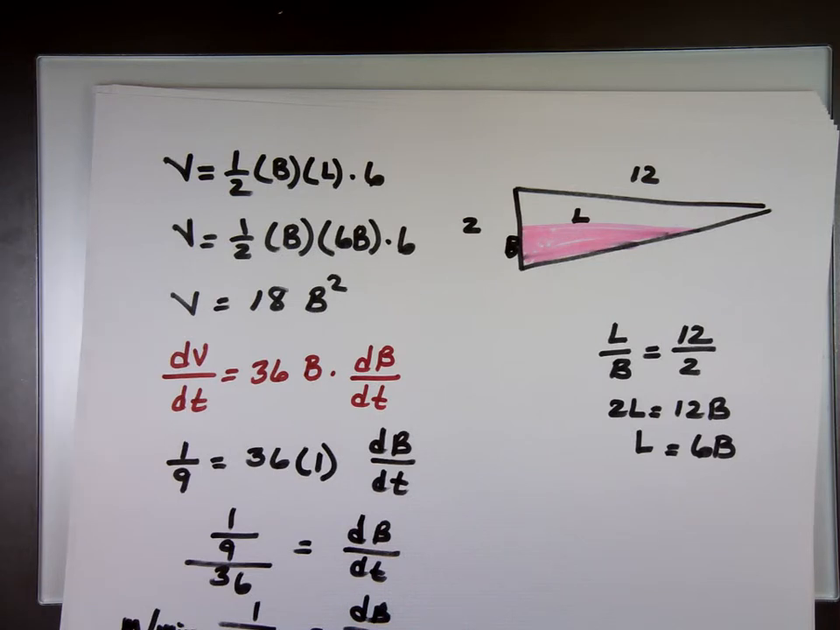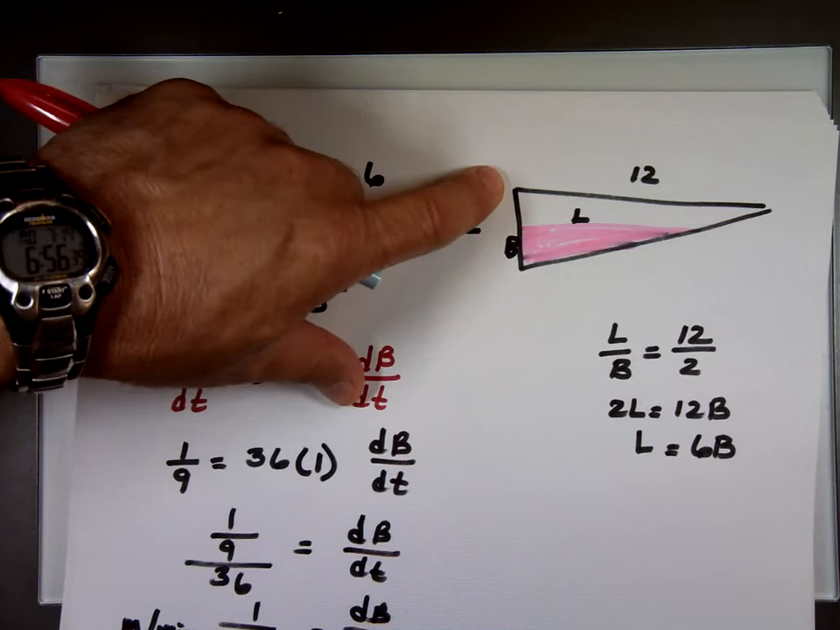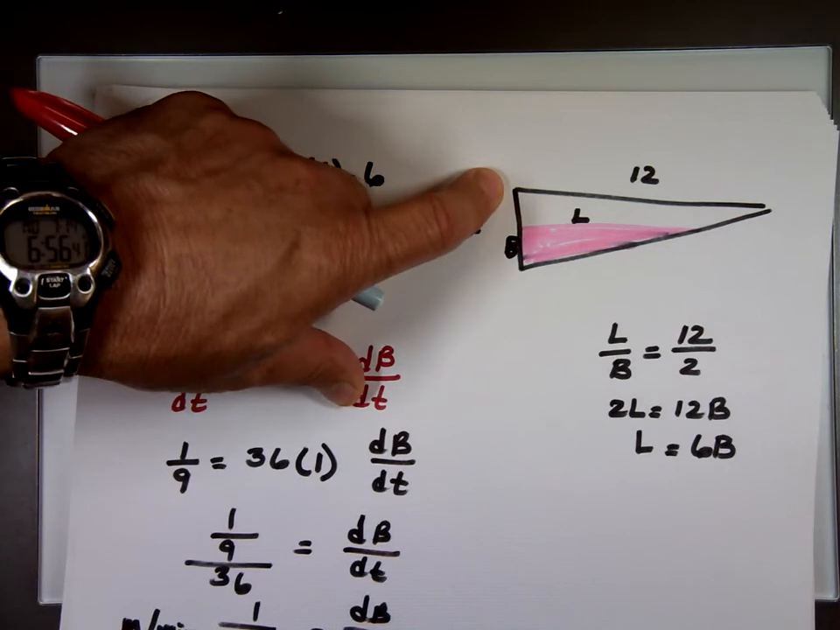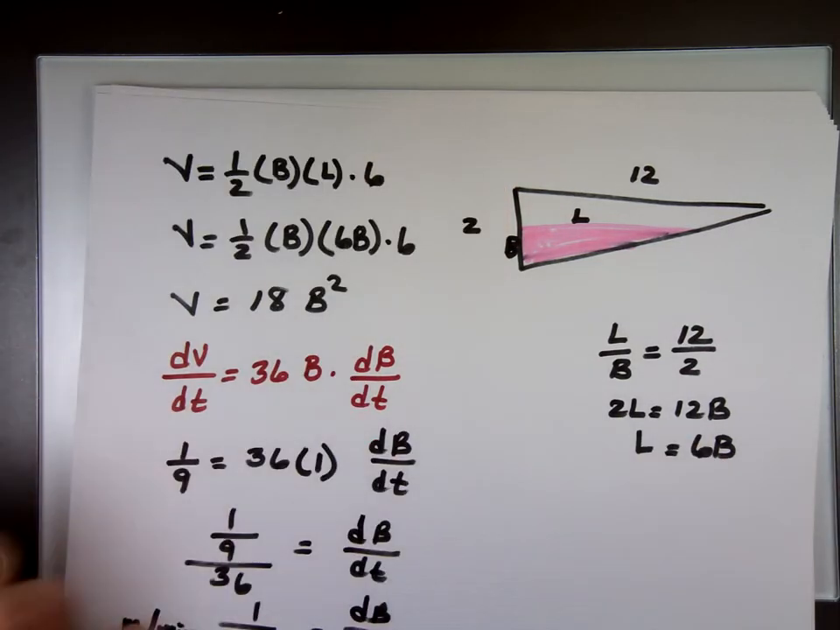So 1 over 324. That's how slow the base is rising. Then it's going to get worse, by the way. This is just for this part. When you go to the top, it's bigger. It's not a triangle, it's a full rectangle. That'll be an even slower rate. So it might be 2-3 days before that pool is full.